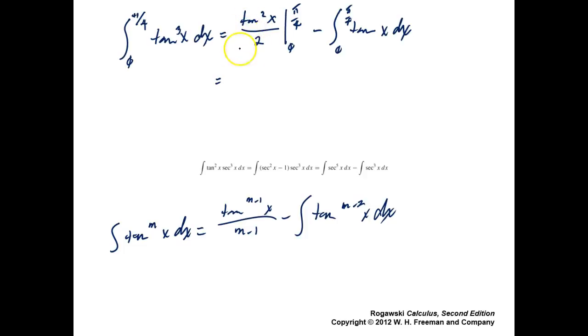Okay, wait. No, evaluate the tangent squared. What is tangent of pi over 4? 1. And 1 squared is 1, and 1 over 2 is 1/2. Okay, minus at 0. What's tangent at 0? That is 0. So you got that first part done. Thank you very much. Okay, now we do the next part.